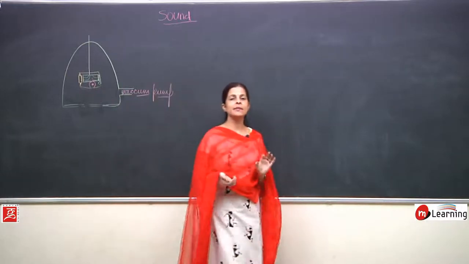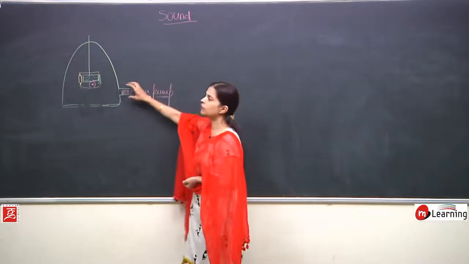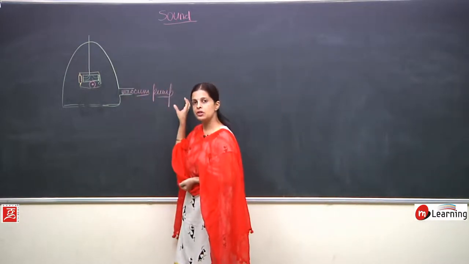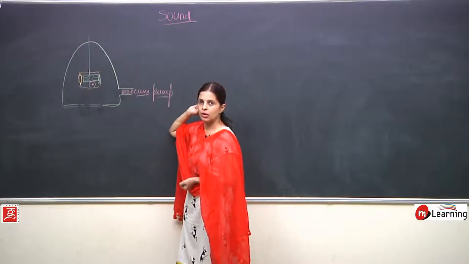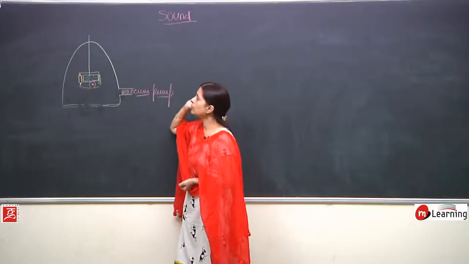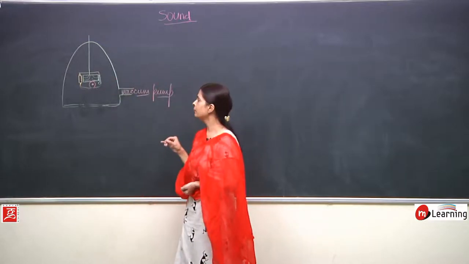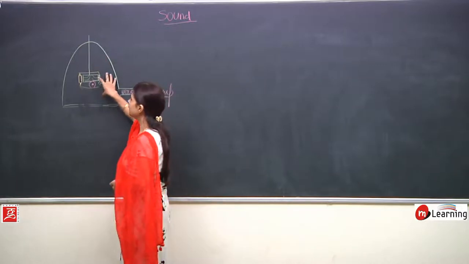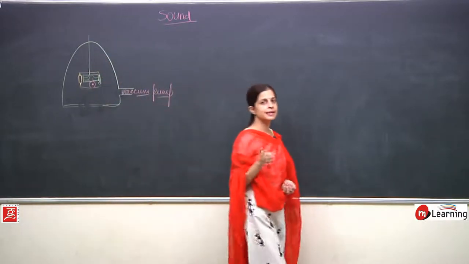Now in the second step, what has to be done, children? If the vacuum is removed through this part, if we switch on the vacuum pump, all the air will be pulled out. There will be no air inside this bell jar. Okay, all the air is pulled out and there is no air inside this jar.